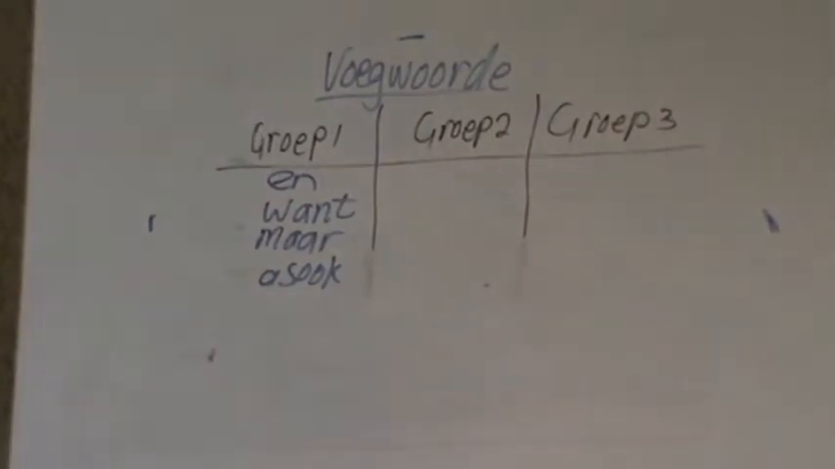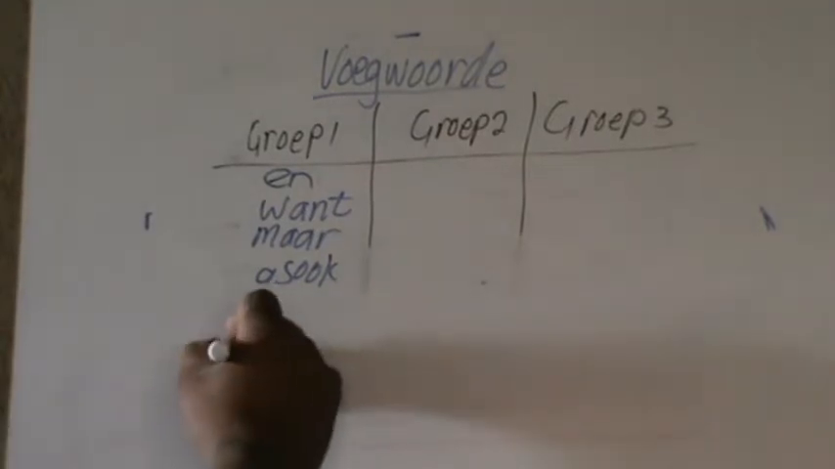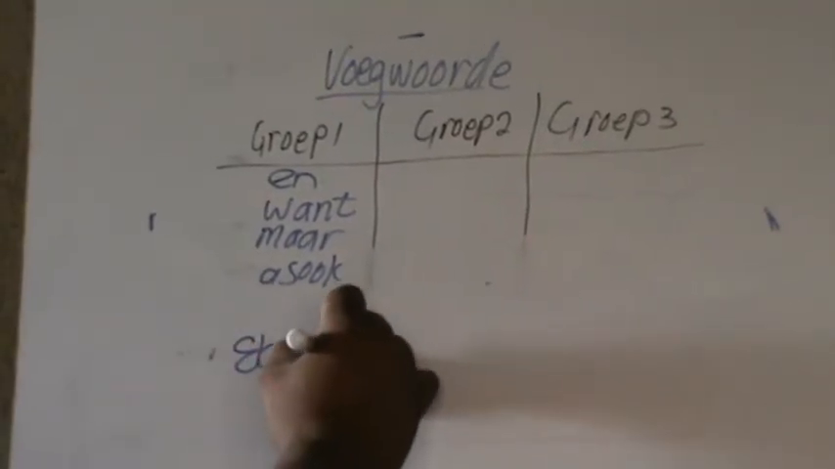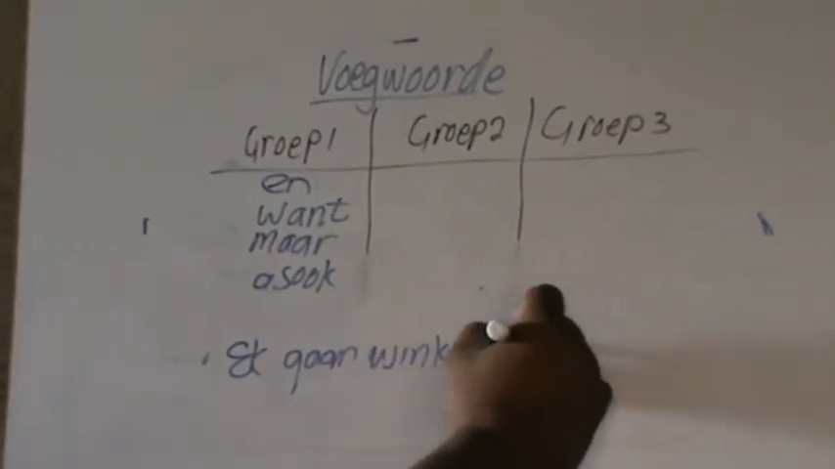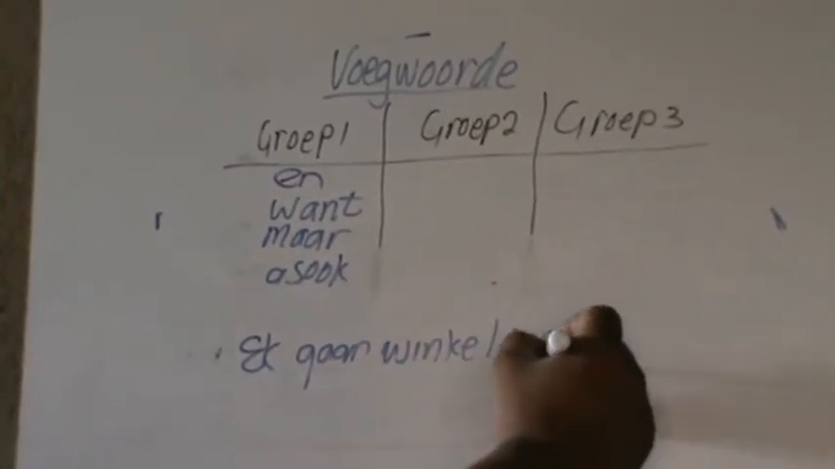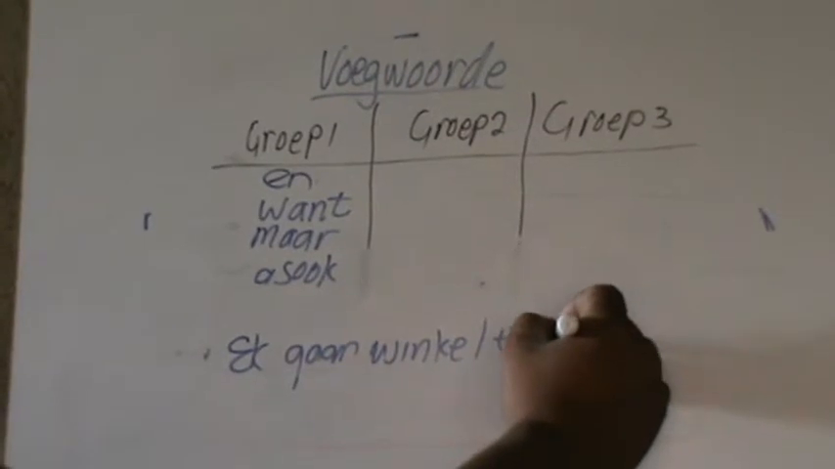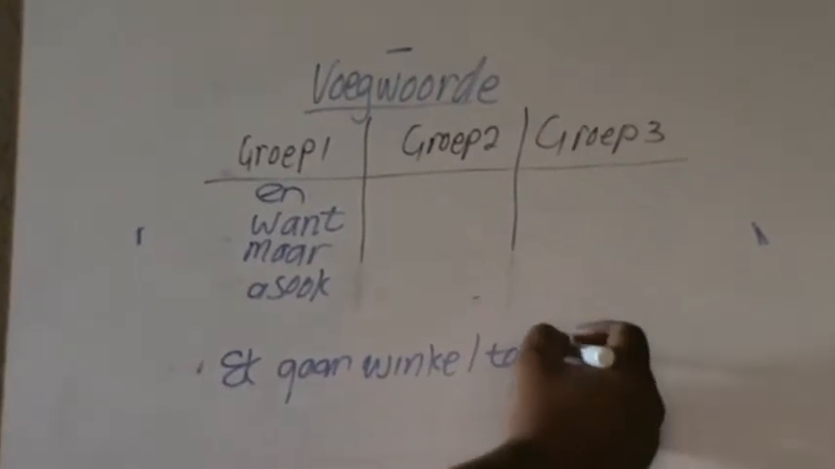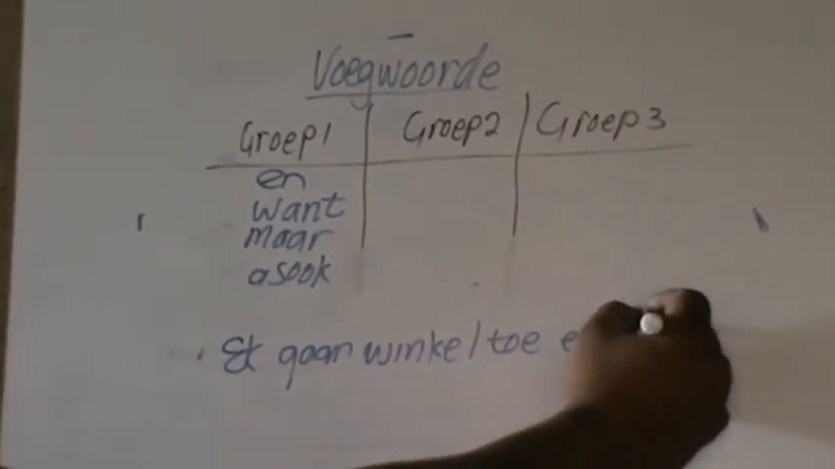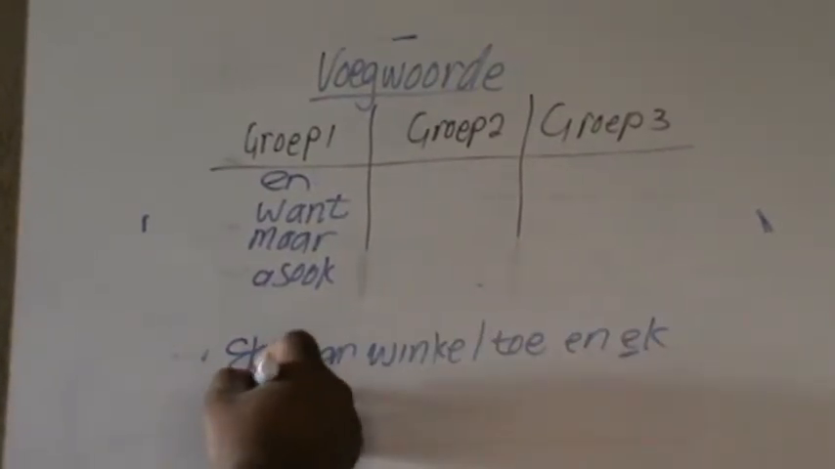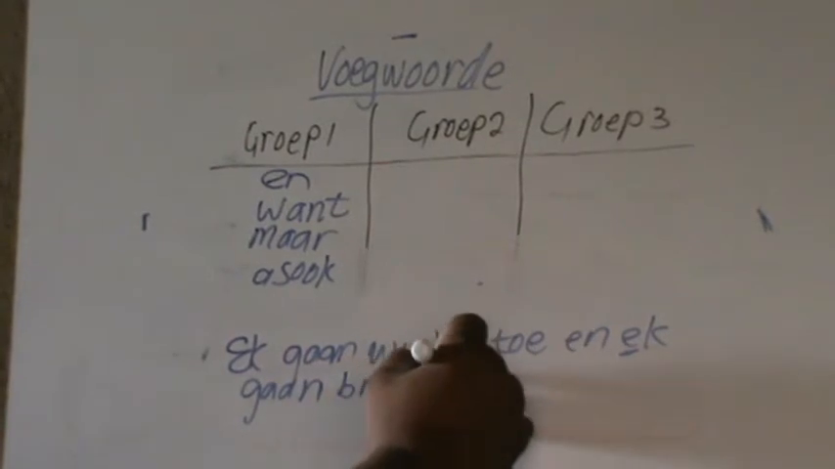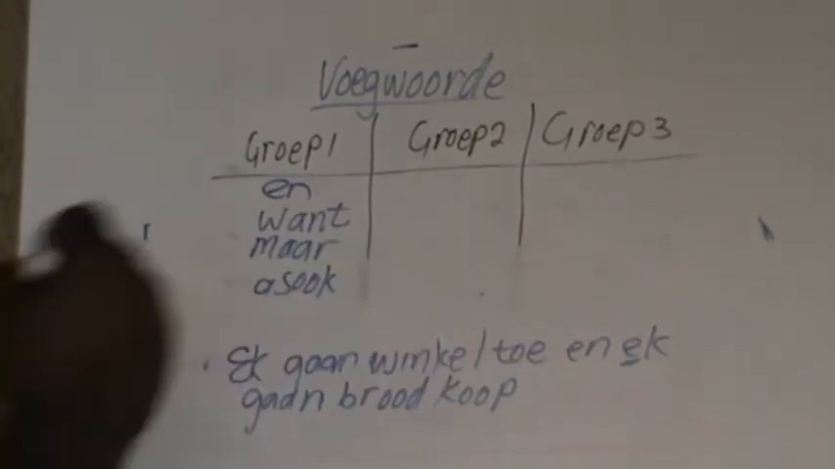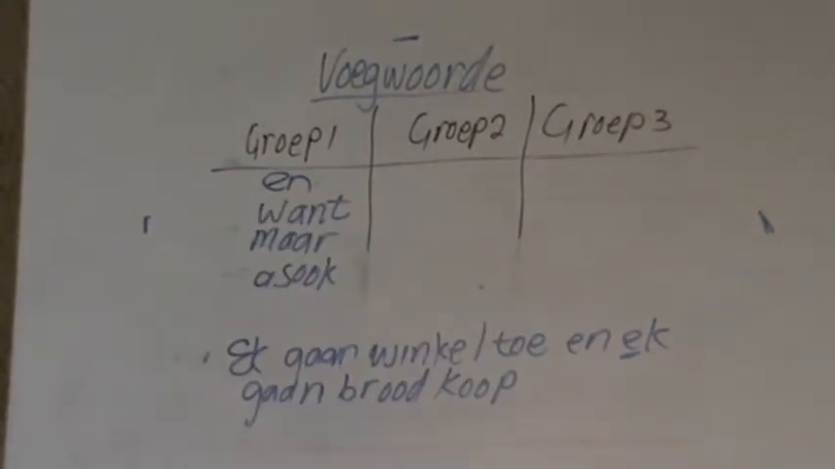My sentence was ek gaan winkel toe, and then I'm going to add my conjunction in, en ek gaan brood koop. Going to the shop and I'm going to buy bread, right?